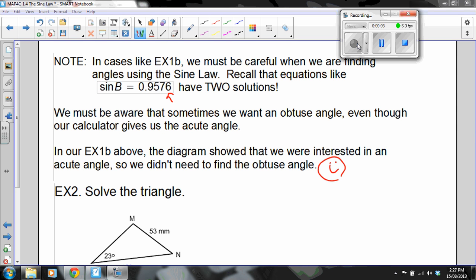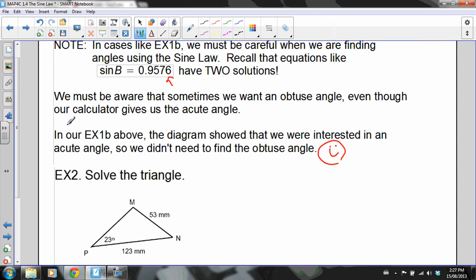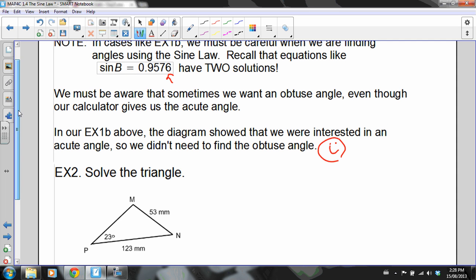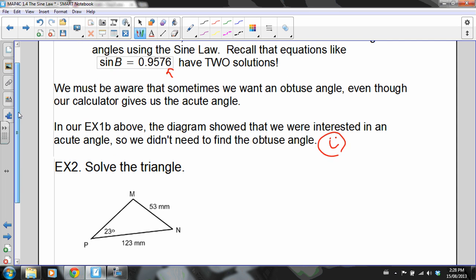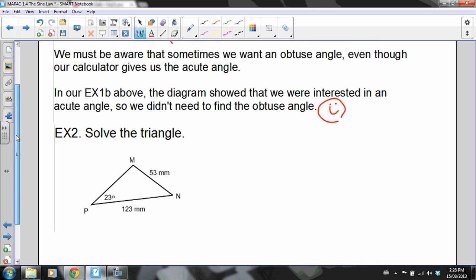MAP4C, day 5, lesson 1.4, the Sine Law Part 2. We just talked about how sometimes using the sine law, when we do the inverse sine to find angles, there's two solutions, and we have to be aware of whether we want the acute version or the obtuse version, or maybe both. And now we're in example 2.